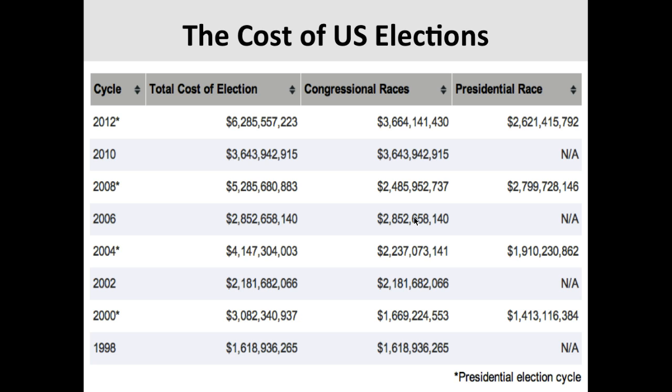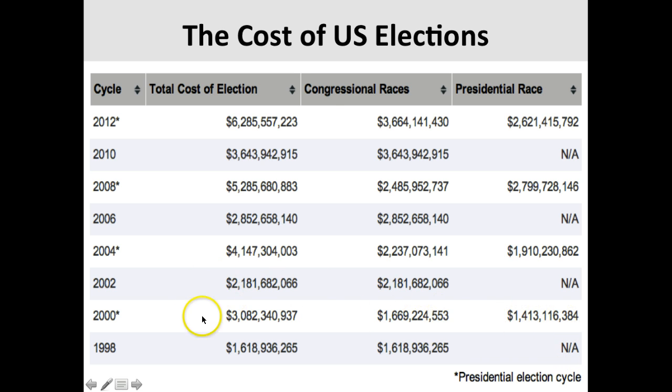Alright, take a look here. This is from opensecrets.org, a great website if you want to spend some time looking at the funding of campaigns. And what you have here are the costs of elections. These are the total costs going back to 1998. These are the total costs of congressional races, so adding up all the House and Senate races. And then these are the total costs of the presidential races. Now you'll notice in some of the years it says NA, not available, and that's because the president wasn't on the ballot in those years.